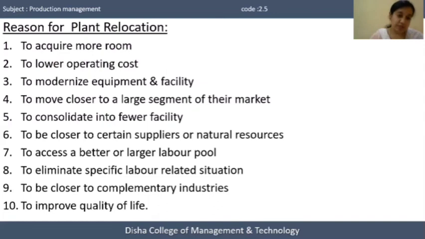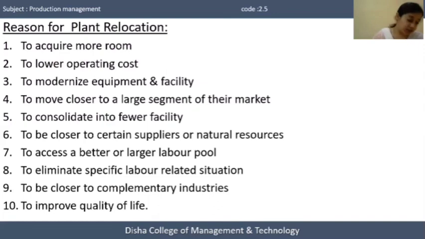To be closer to complementary industries. If an industry is located in a particular area where various competing industries are available, and the industrialists want to shift the plant to an area where complementary industries are available, then relocation happens. At that situation, he makes various decisions related to relocating his plant.